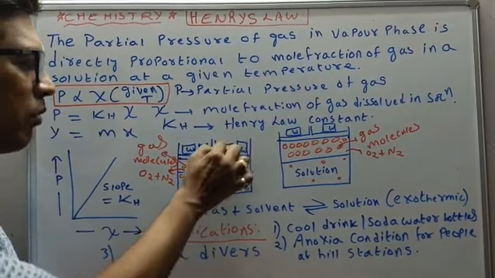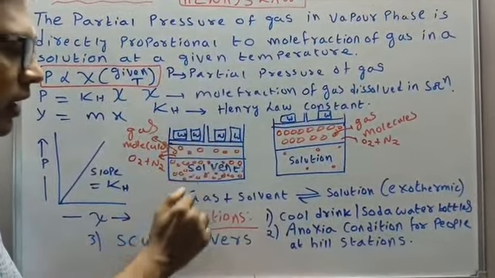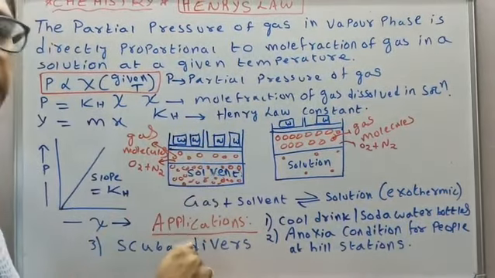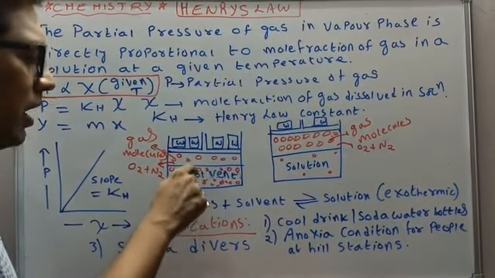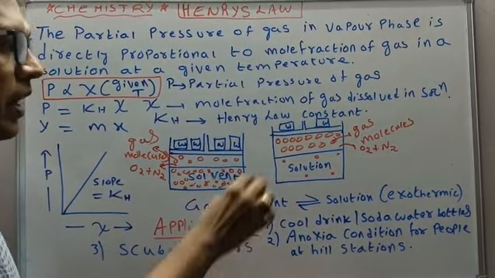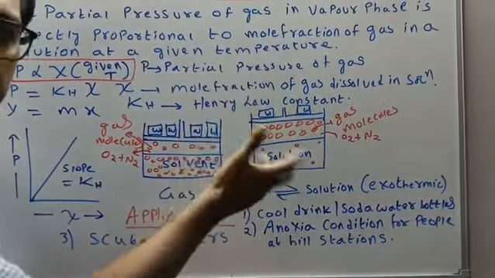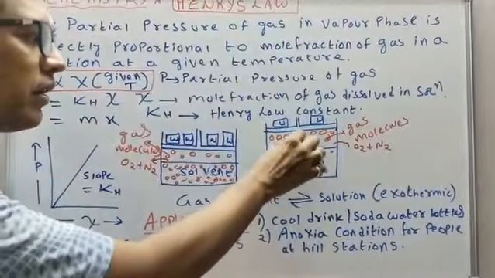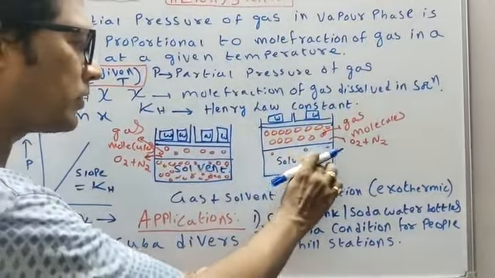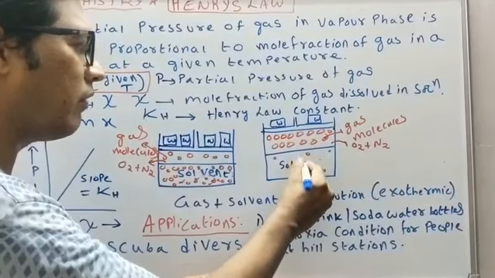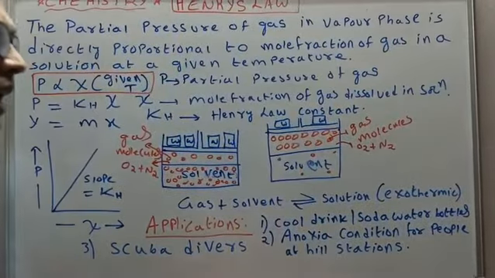When the weights are more, the partial pressure of the gas will be more. Then the solubility of the gas in a given solvent will be more. Now here the weights are less. Whenever the weights are less, the partial pressure is less. Therefore the solubility of the gas in a given solvent will be less.